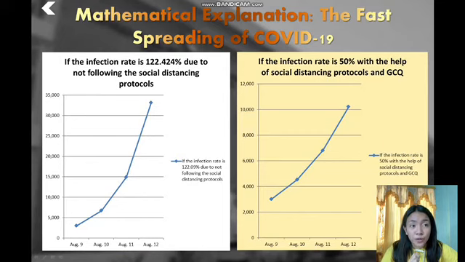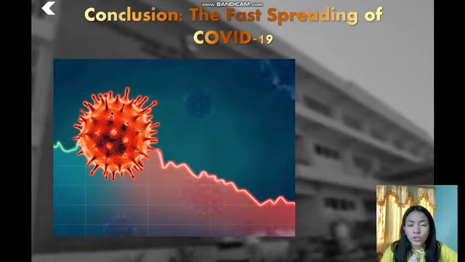By this graph, we can see that on the left side, there is a 122.424% infection rate, which is higher than on the right side, which is 50%. The higher the infection rate, the more cases there will be. So now let's call again Miss Alexandra Magbanwa to introduce us to the conclusion or solution to lessen the infection rate of the spreading of COVID-19.